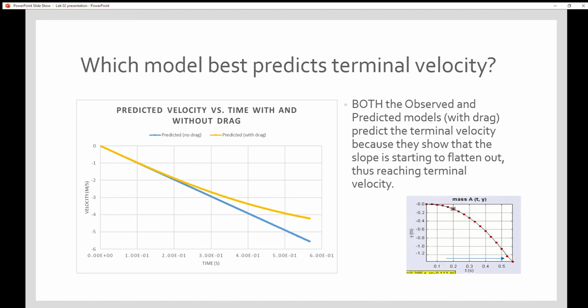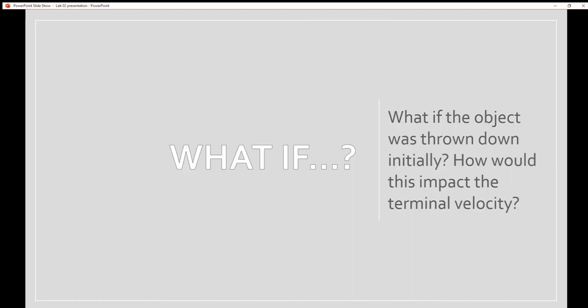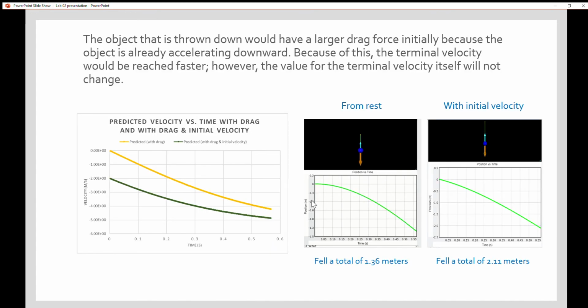Finally, what if the object was thrown downward initially? How would this impact the terminal velocity? Well, in short, the object that is thrown down would have a larger drag force initially because the object is already accelerating downward. Because of this, the terminal velocity would be reached faster. However, the value for the terminal velocity itself will not change.